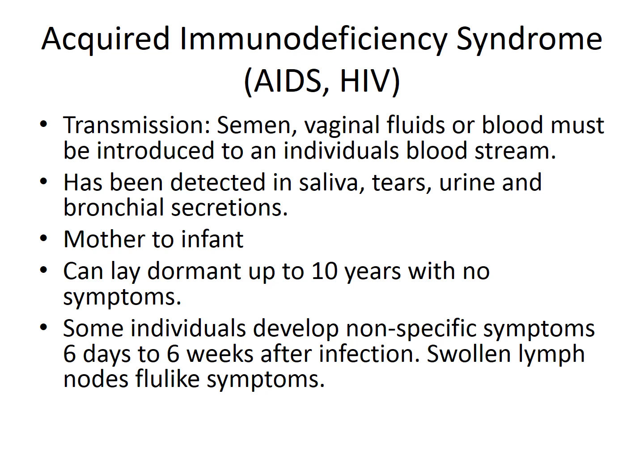And the ticket with HIV also is identifying it early enough so that they can start to provide you with an anti-viral medication to start building your immunity or keeping your immunity at a particular level. And transmission is through semen, vaginal fluids, or blood, and it must be introduced to an individual's bloodstream.